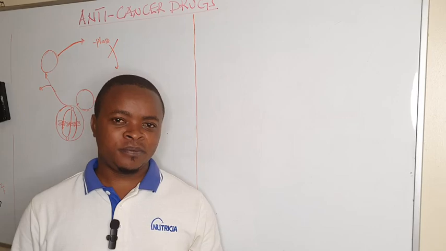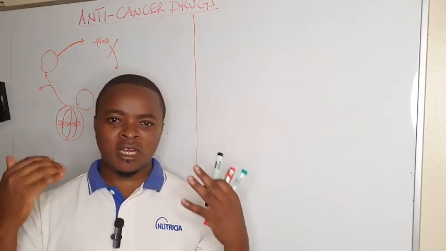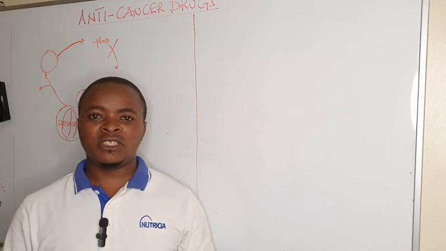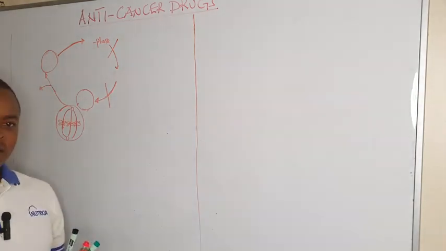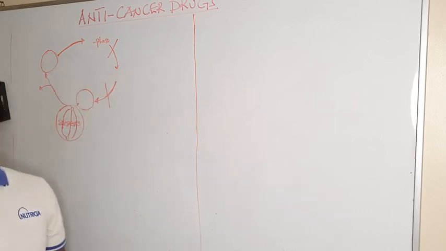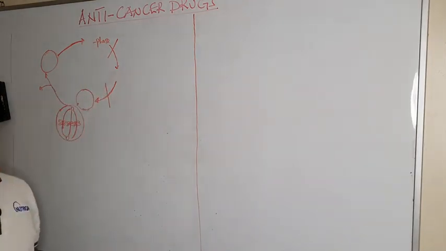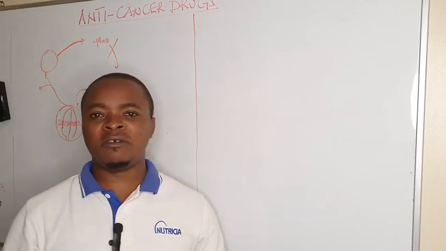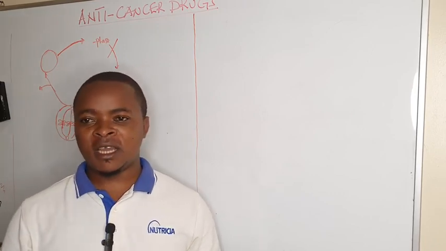Cancer is uncontrollable or uncontrolled proliferation of cells. We know that during the cell cycle, cells are controlled by certain genes called cyclins. So in case those genes that play a role in regulating cell division and cell proliferation fail, then we see cancer cells coming up.